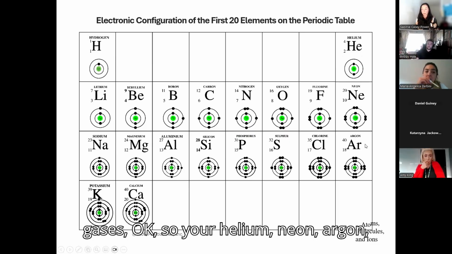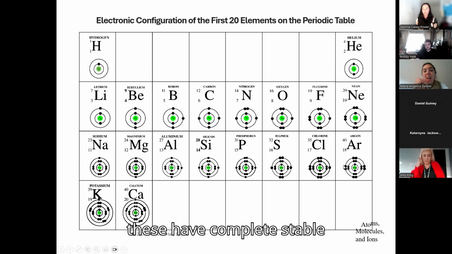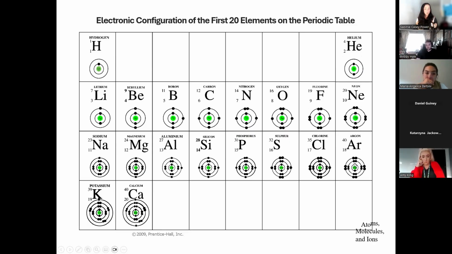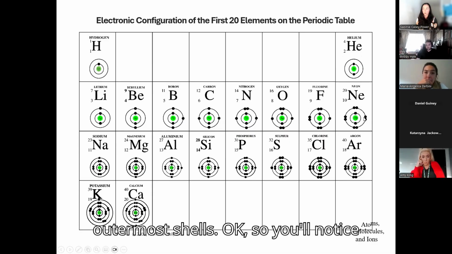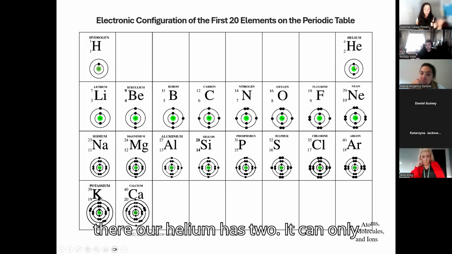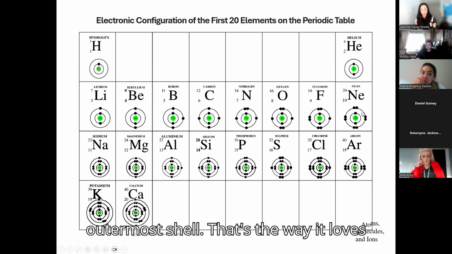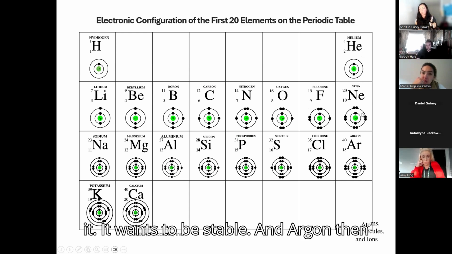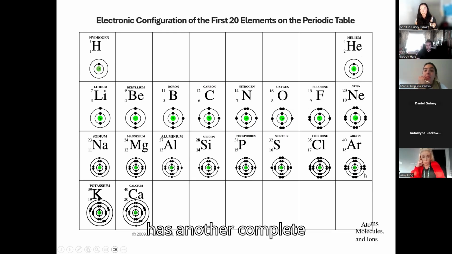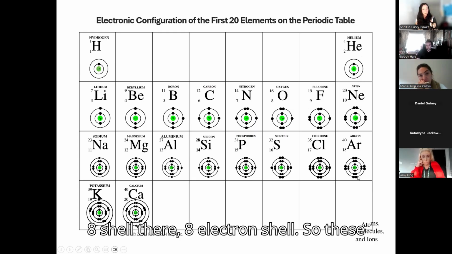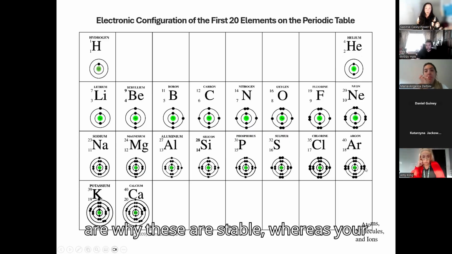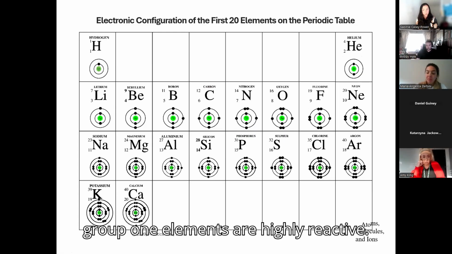Swinging back over here to your noble gases, your helium, neon, argon. These have complete stable outermost shells. You'll notice our helium has 2. It can only fill in 2. Neon has 8 on its outermost shell. That's the way it loves it. It wants to be stable. And argon has another complete 8 electron shell. So these are stable, whereas your group 1 elements are highly reactive.